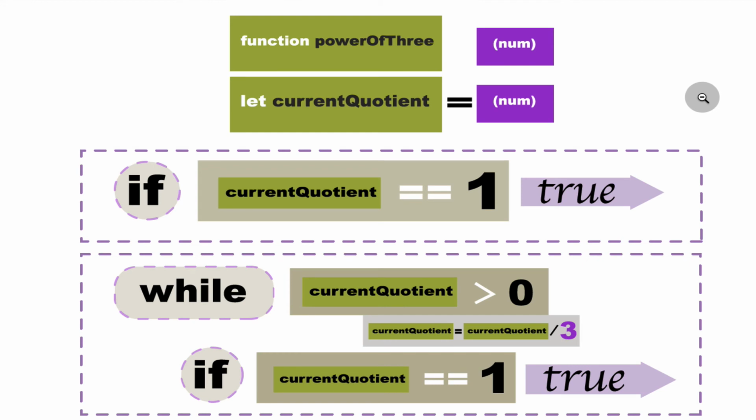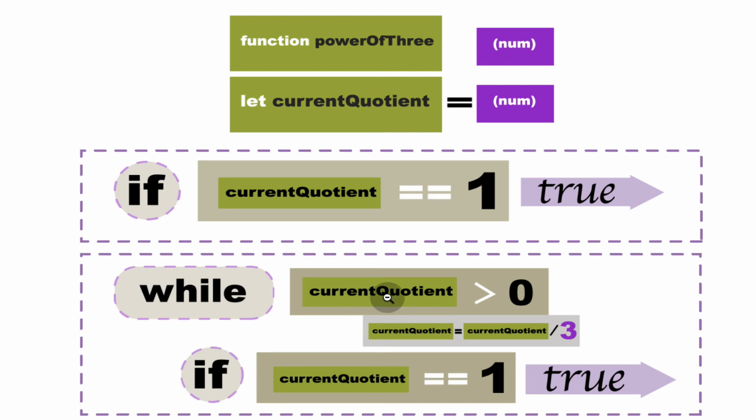So here's a lovely diagram that illustrates the pseudocode for this problem. We'll have a function that takes a number and we'll assign a current quotient to that number. Now current quotient is going to change. If current quotient equals 1, then we know that this number is a power of 3 because we've been able to divide all the way down to get 1. Otherwise, and in most cases, this is greater. So let's say num was 729. Otherwise, we'll fall into this conditional.